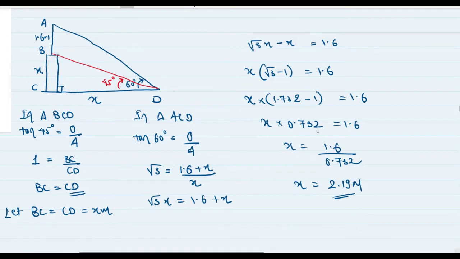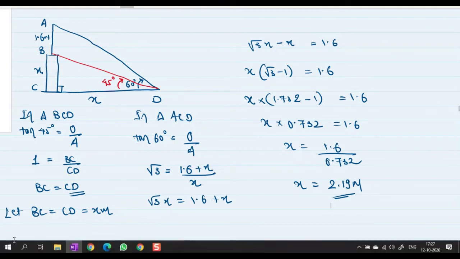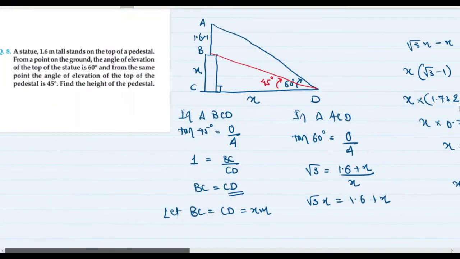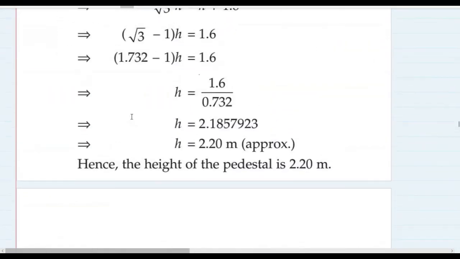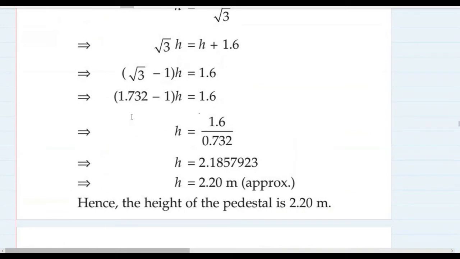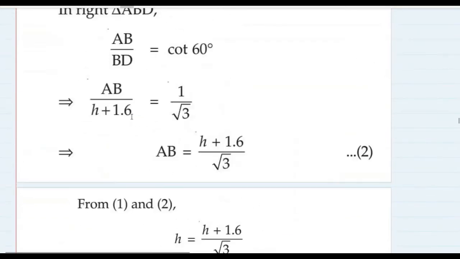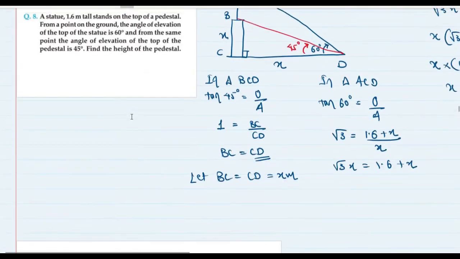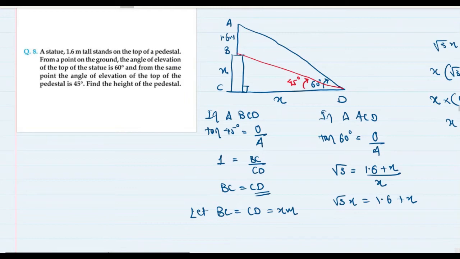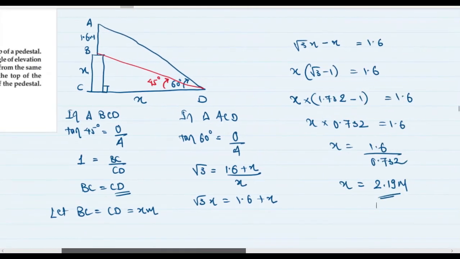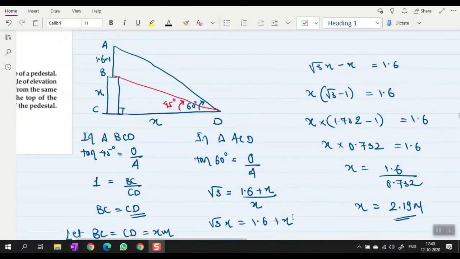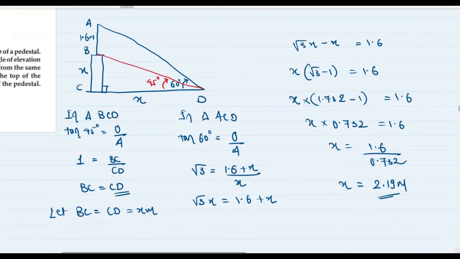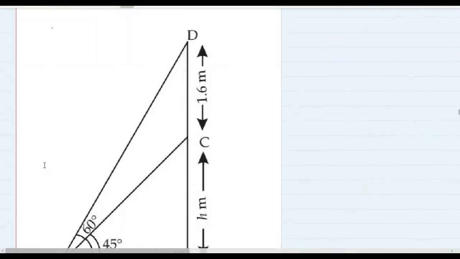All right, great. Let's check the answer. 2.20, 2.19. So approximately the same answer. I rounded off and I got it for you. So my method is very concise, very small, very easy to understand. Okay, let's go to the next question. This was question number 8.